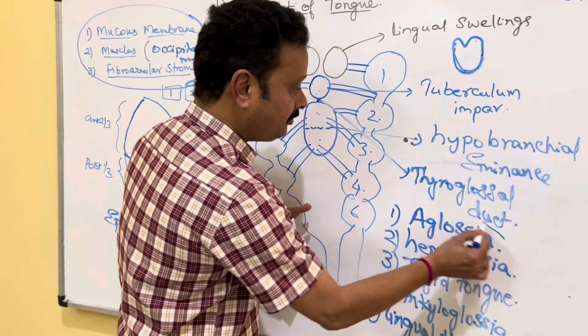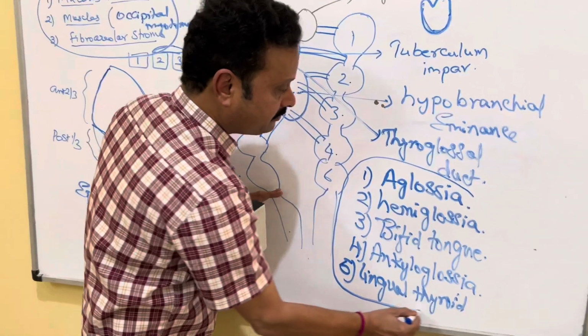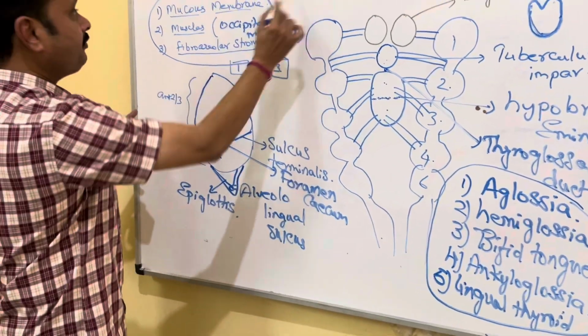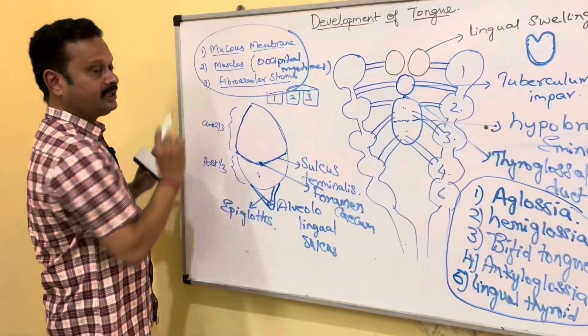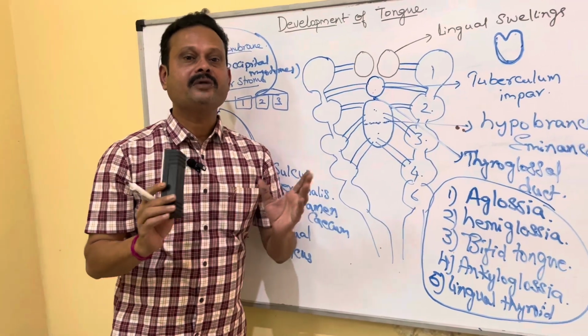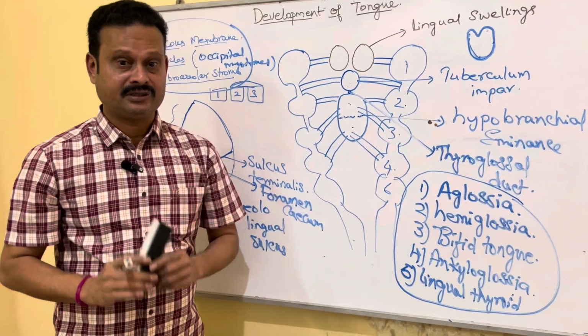So these are the five developmental anomalies which you need to remember, and for the main development, you need to write under these three headings. And this is all about the development of the tongue and its anomalies. Thank you.